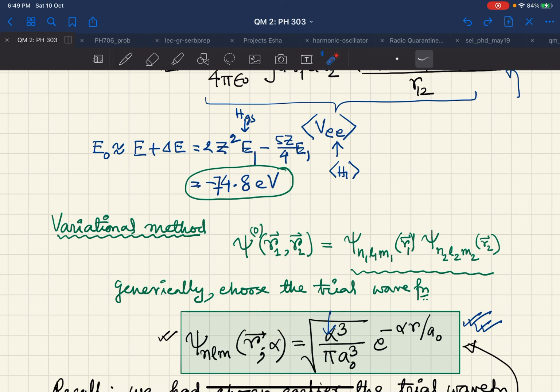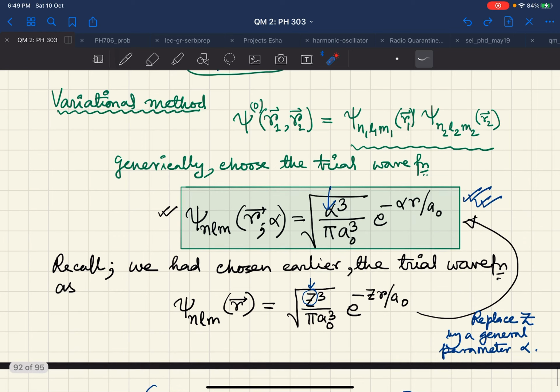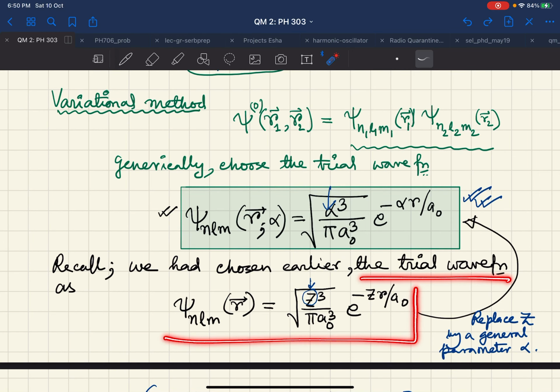What is that parameter alpha? We write down everything as square root of alpha cubed by pi a0 cubed, e to the minus alpha r by a naught. Now recall that we had chosen earlier the trial wave function which has the following form. What is the difference between these two? The only difference is that here we have replaced Z by alpha, where alpha is now a parameter of the theory, and by varying alpha we are expecting that we can estimate the ground state energy better.